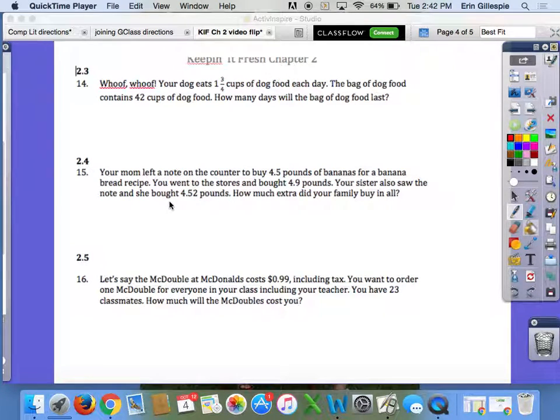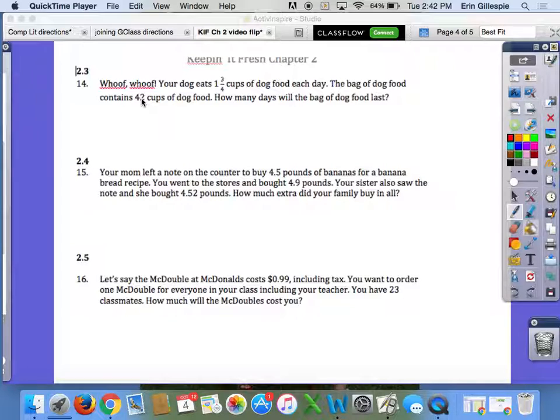Number 14, woof woof. Your dog eats 1 3/4 cups of dog food each day. The bag of dog food contains 42 cups of dog food. How many days will the bag of dog food last? So you want to know how many of these fit into this. So that would be a division problem.